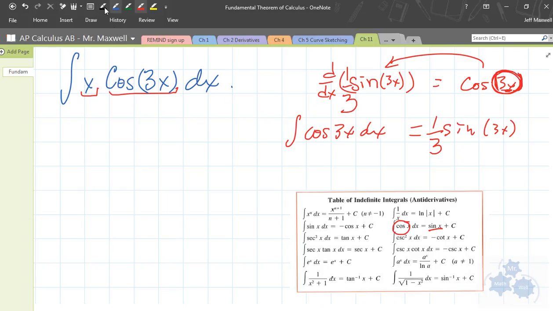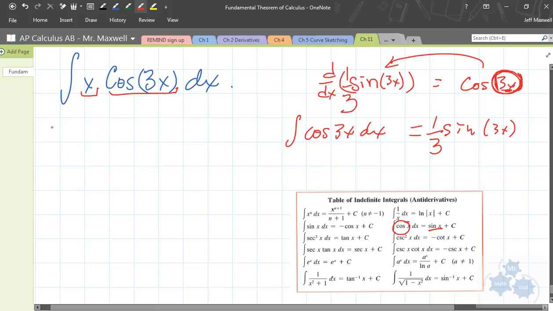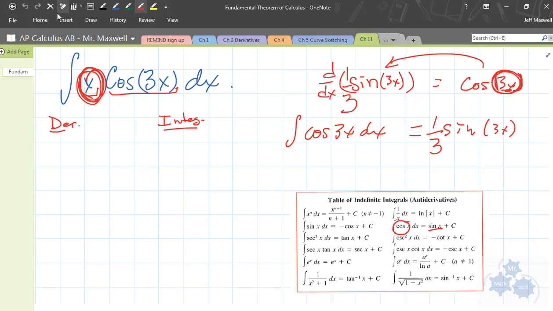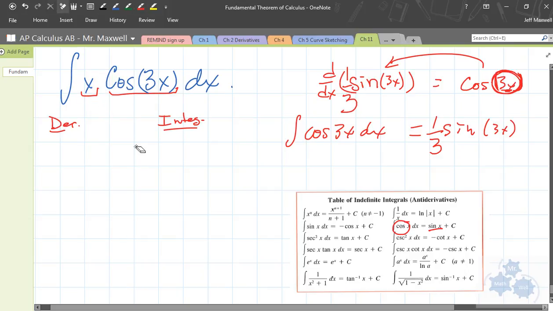Now I'm a little bit crowded here, so let's just go here. D for derivative, right? And I for integral. All right, so what did we say about monomials, algebraic kind of monomial terms? Those are the ones that we're going to want to put in what column? Yeah, derivative. We're going to put those in the derivative column.